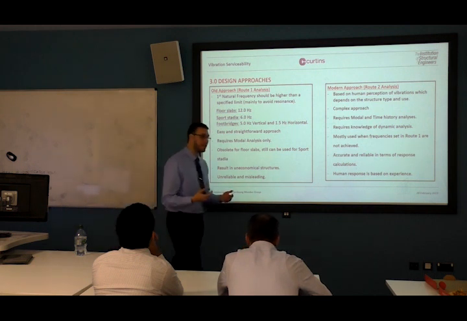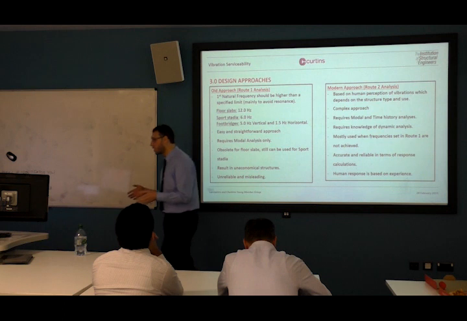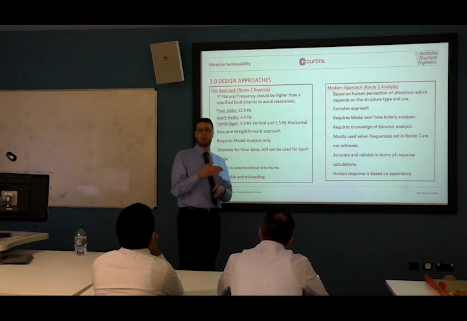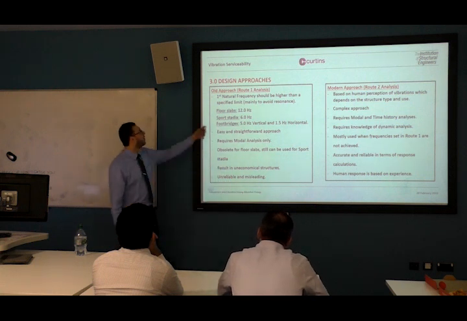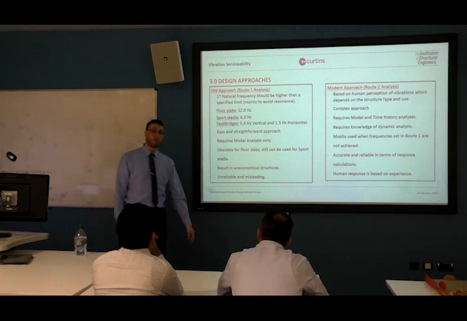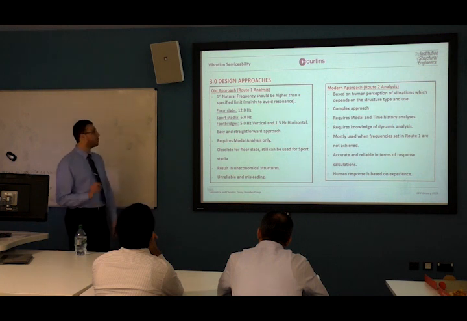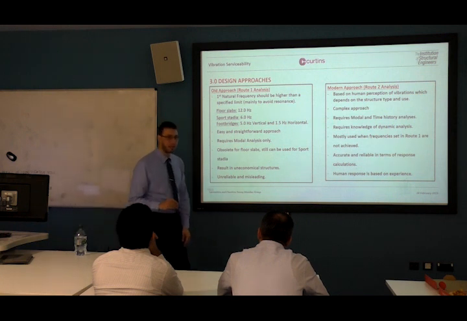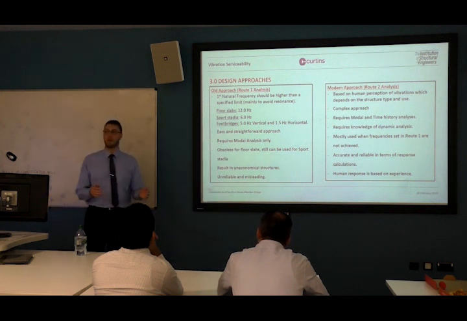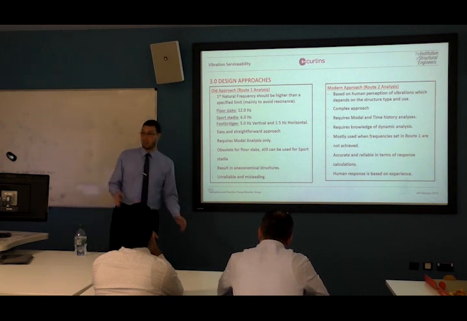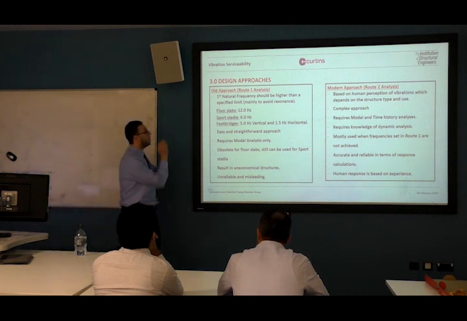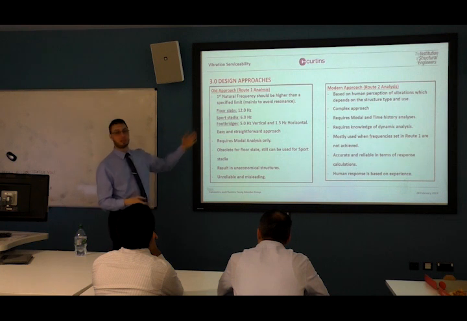Okay, how do we do it? If we have a specific type of structure, we need to achieve some frequency that we are sure will not be hit by resonance. For floor slabs, we need to achieve 12 Hz. For sports stadia, we have to achieve 6 Hz. And for footbridges, we have to achieve 5 Hz vertically and 1.5 Hz horizontally. So this is how we treat these structures. And this is very easy, to be honest. If you do modal analysis, you find your natural frequencies, they are above this limit, job done, that's it.